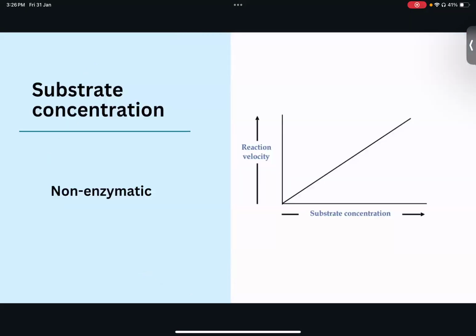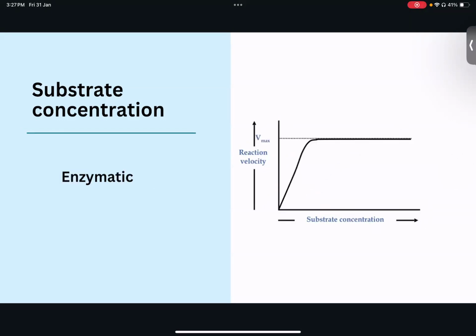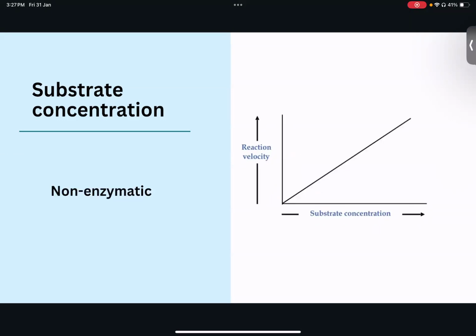So this is a graph that associates with the rate of the reaction. Here we have the reaction velocity on the y-axis and the substrate concentration on the x-axis. This is a non-enzymatic graph that does not include enzymes, okay? So you can see that as we increase the substrate concentration, the velocity increases because more substrate means more collisions and more product formation. While in enzymatic, you can see the difference between non-enzymatic and enzymatic.